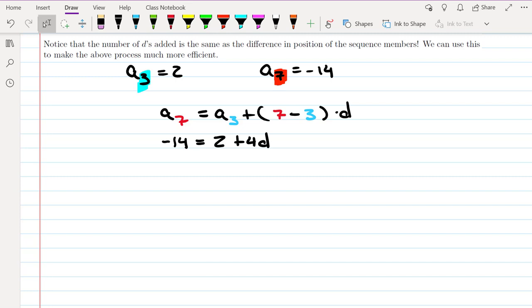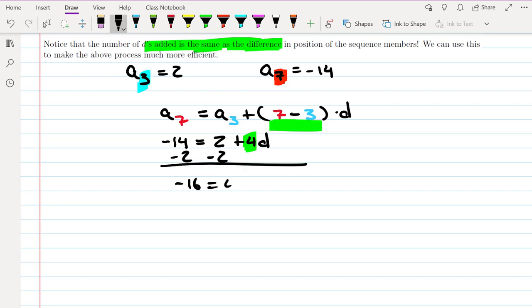So the key idea here was that the number of d's added is the same as the difference in their position, which is 4. So 7 take away 3 gives us 4. So going from the third term to the 7th term required us to add 4 d's, and that will allow us to solve this equation. So as we did above, if we minus 2 and then divide by 4, we ended up with d is equal to negative 4.